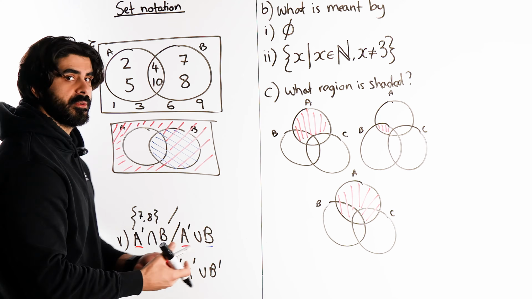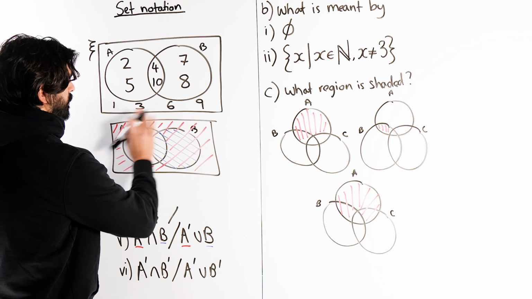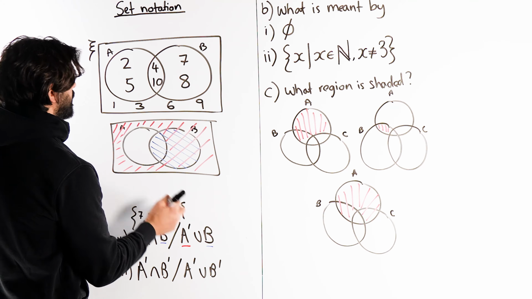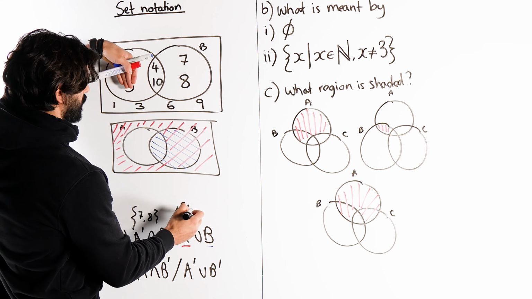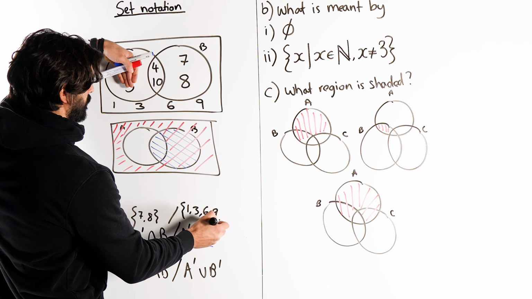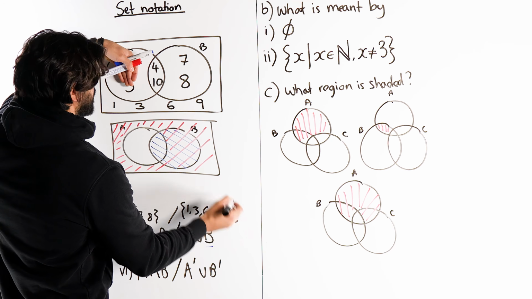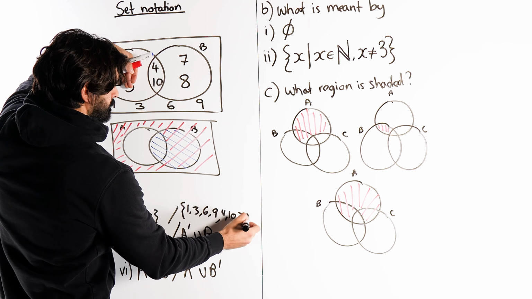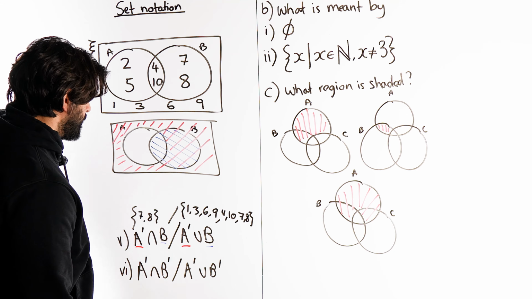This, or, remember, it just means together we are one. Anything shaded is what we're interested in for the or, which is basically everything apart from 2 and 5. So we want 1, 3, 6, 9, 4 and 10, and 7 and 8. There's your answers. That's how we do that one.